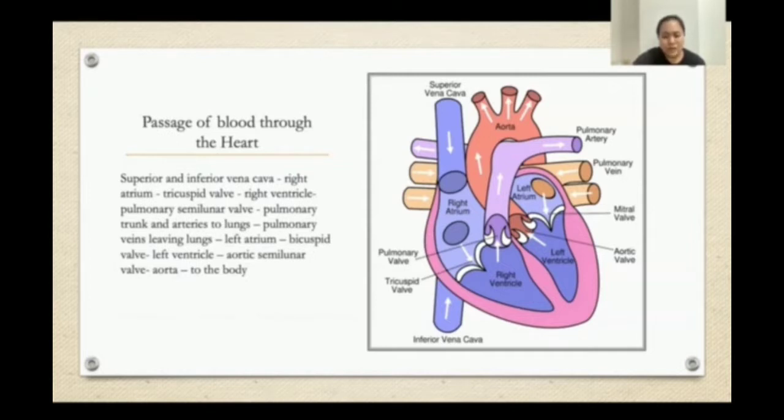When the ventricle contracts, oxygen-enriched blood leaves the heart through the aortic valve into the aorta and arteries and eventually into the veins. And finally, it completes the blood circulation in the body.